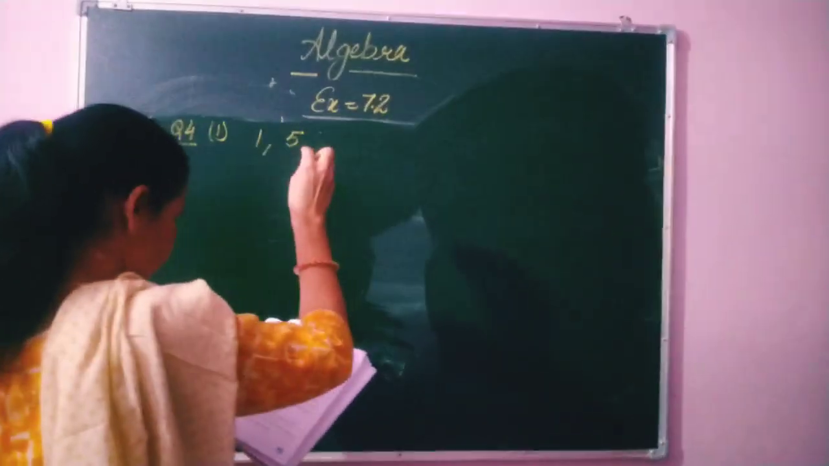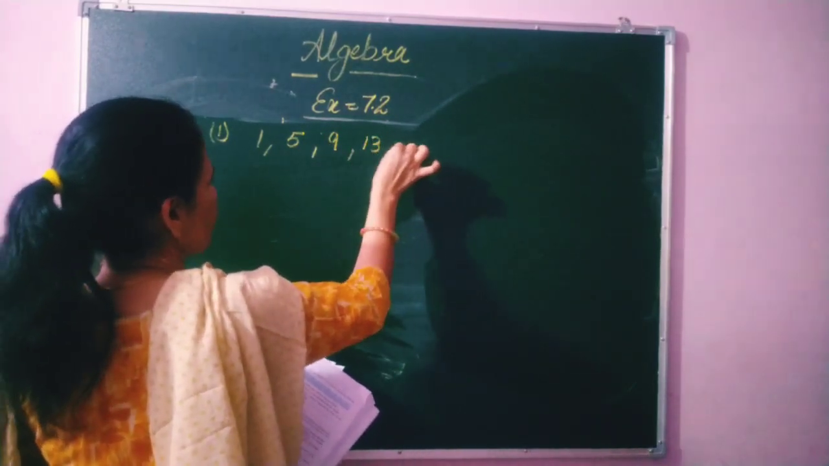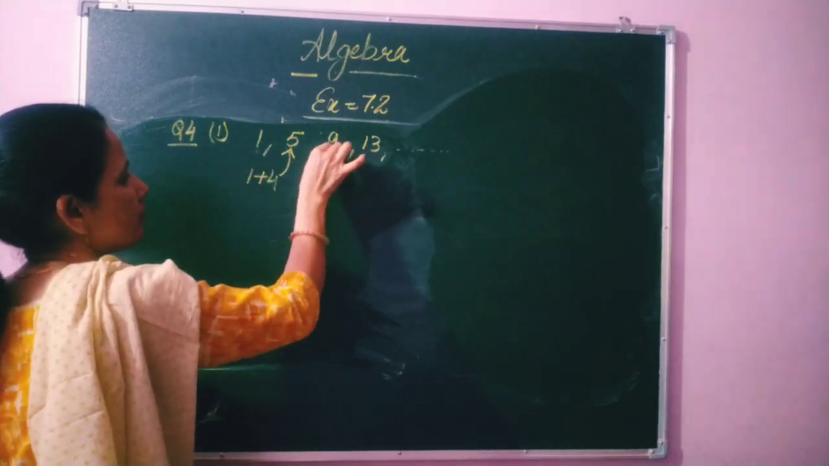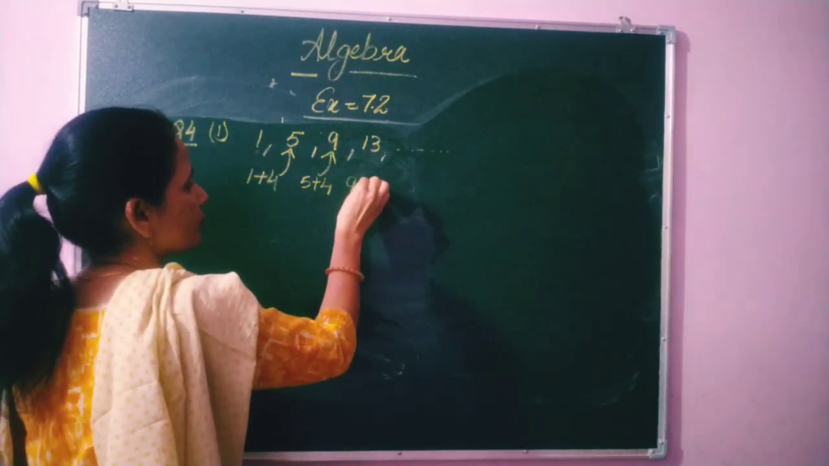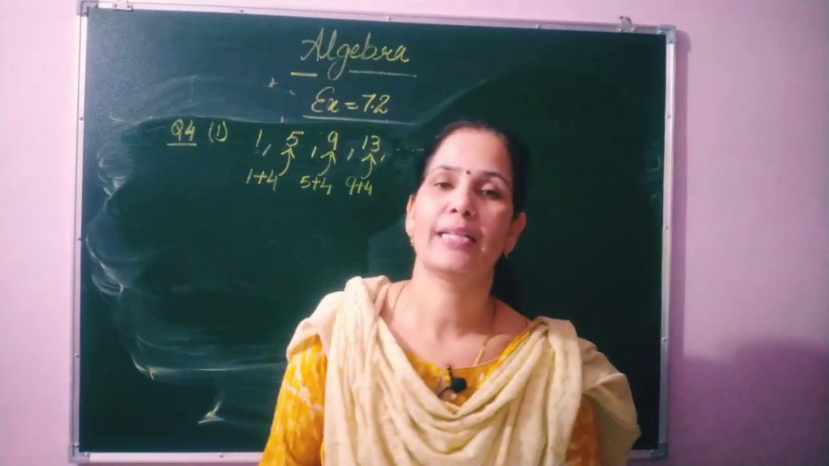The pattern given is 1, 5, 9 and 13 and so on. And how to show this pattern? When we observe, how do we find the difference between the terms, how the pattern moves? You have to observe its terms. As we observe, 1 plus 4 gives the next term 5. Then 5 plus 4 gives the next term 9. And then 9 plus 4 gives the next term 13. That means the pattern is moving by adding 4.